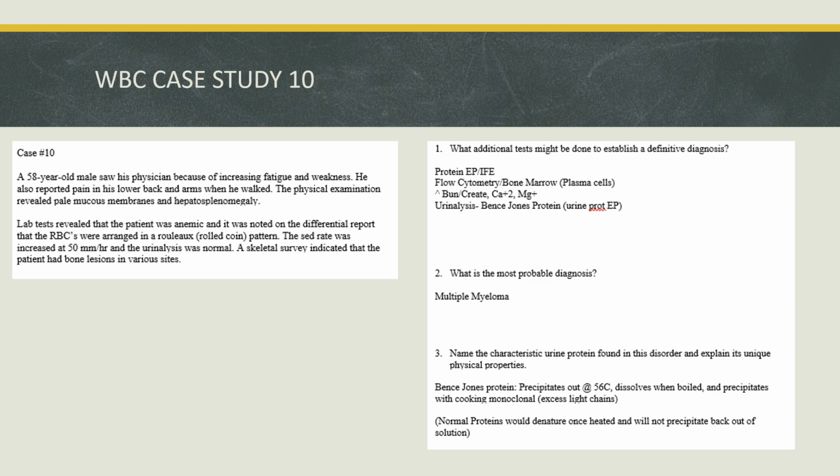Lab tests revealed that the patient was anemic, and it was noted on the differential report that the red blood cells were arranged in a rouleau or rolled coin pattern. The sed rate was increased at 55 millimeters per hour, and the urinalysis was normal. A skeletal survey indicated that the patient had bone lesions in various sites.